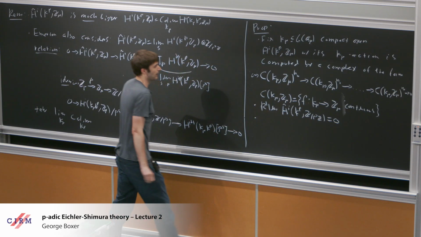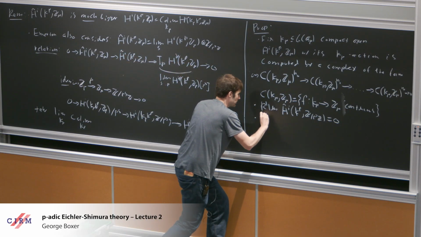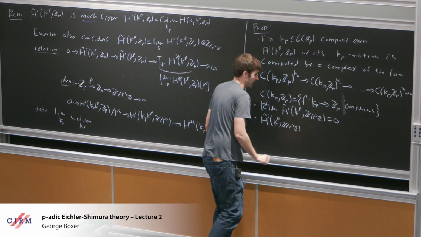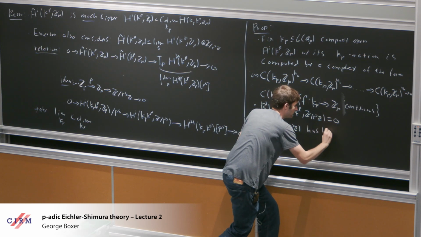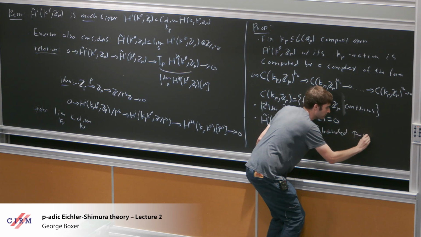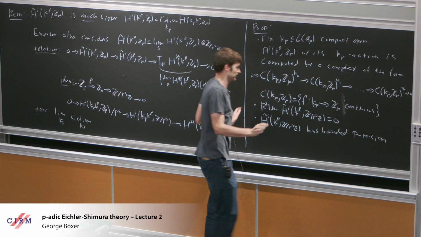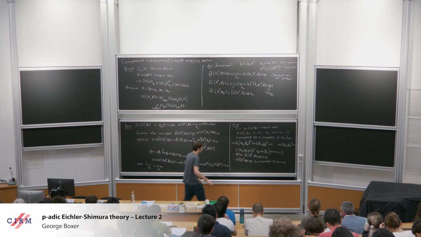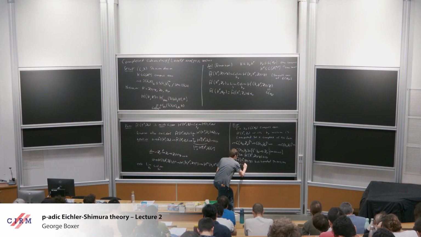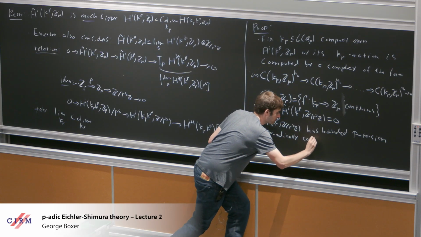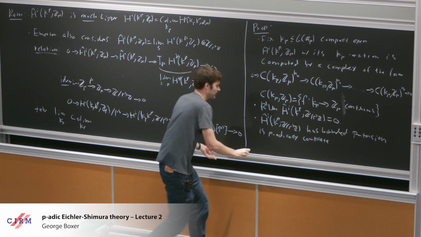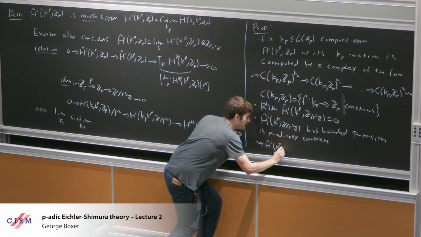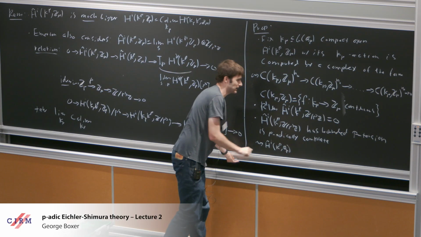And let me just say that this completed cohomology has bounded p-torsion. It can have lots of p-torsion, but it's bounded, and is p-adically complete. And so in particular, that implies that this Q_p completed cohomology is a p-adic Banach space.